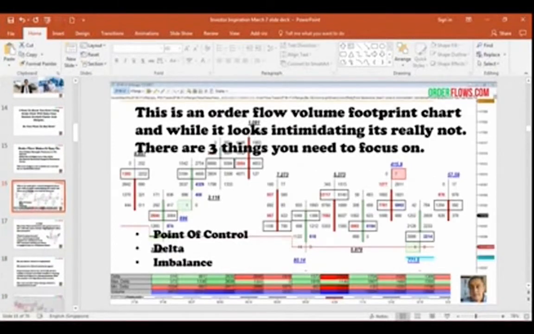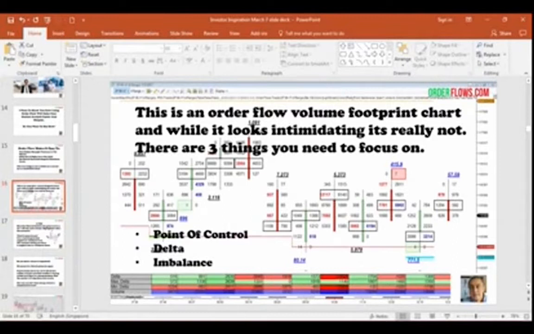Okay. At first glance, it looks intimidating. There's a lot of numbers. I know people are scared of numbers. People don't like math, and they think I've got to do all these calculations. No, it's not like that at all. It's the complete opposite.